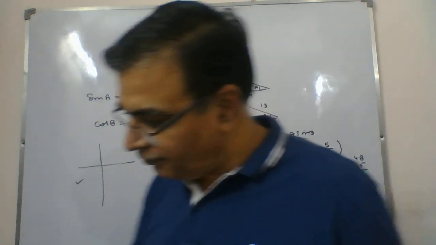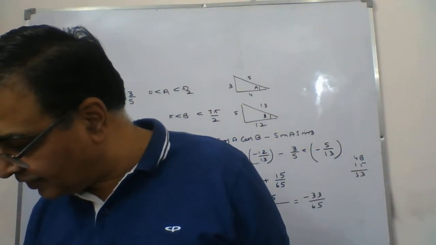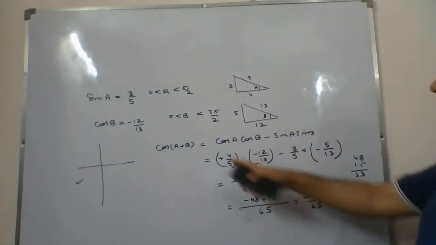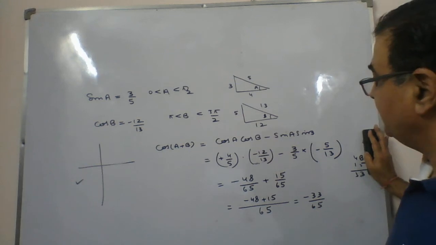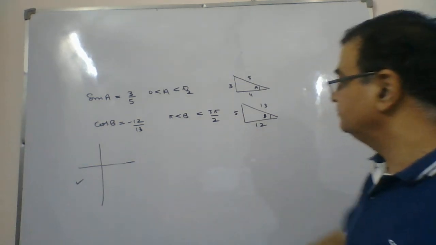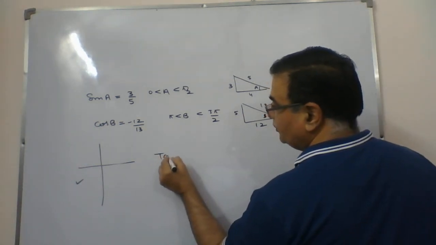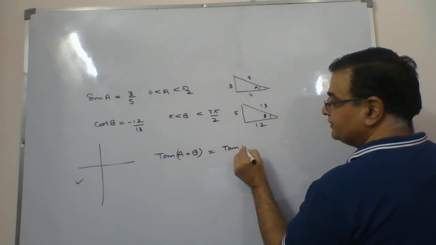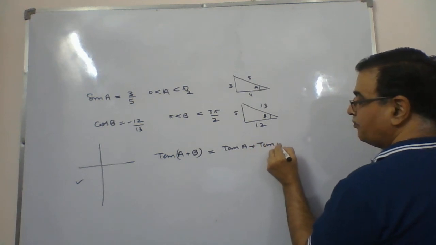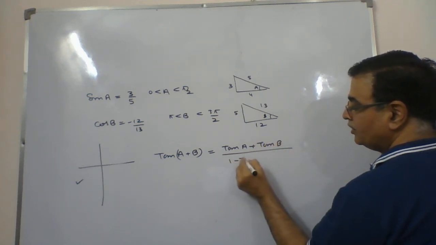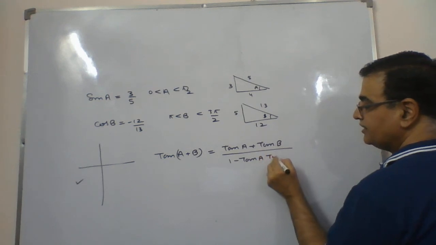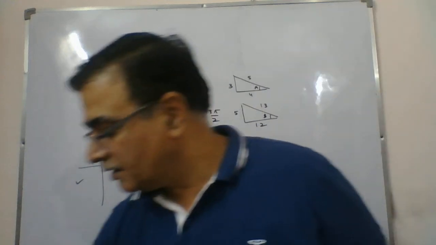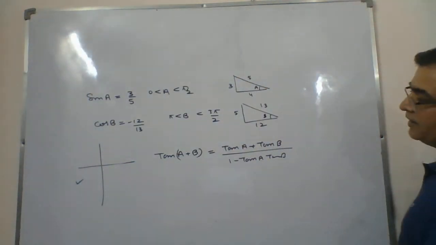This will be the value we have: minus 33 by 65 is the value of cos A plus B. In the same way, in this same question, if I say find out tan A plus B, what is the formula in this case? Tan A plus B is tan A plus tan B by 1 minus tan A tan B.